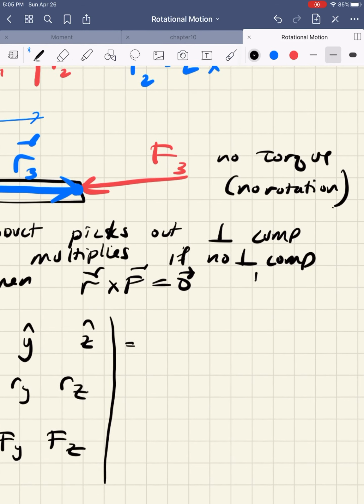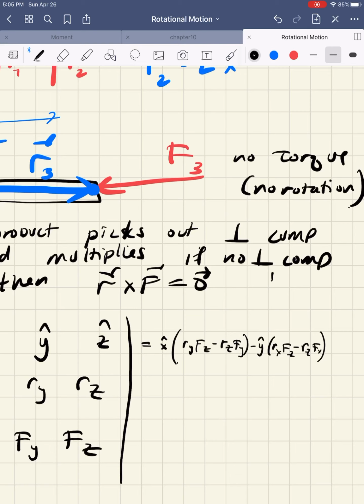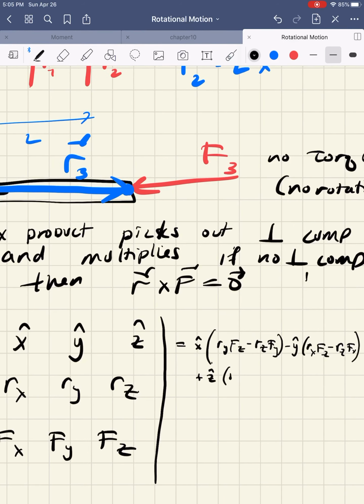So I might have to zoom in here to get it all in. It's x hat (r_y f_z minus r_z f_y) minus y hat (r_x f_z minus r_z f_x). Out of space, I'm going to go down here, plus z hat (r_x f_y minus r_y f_x).